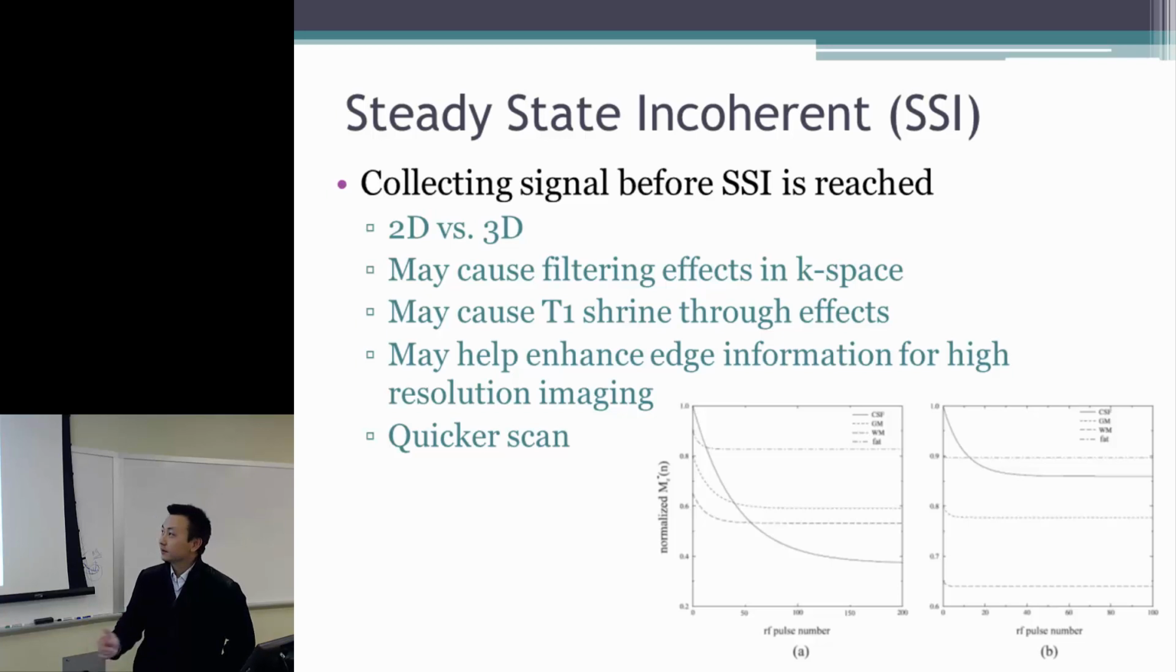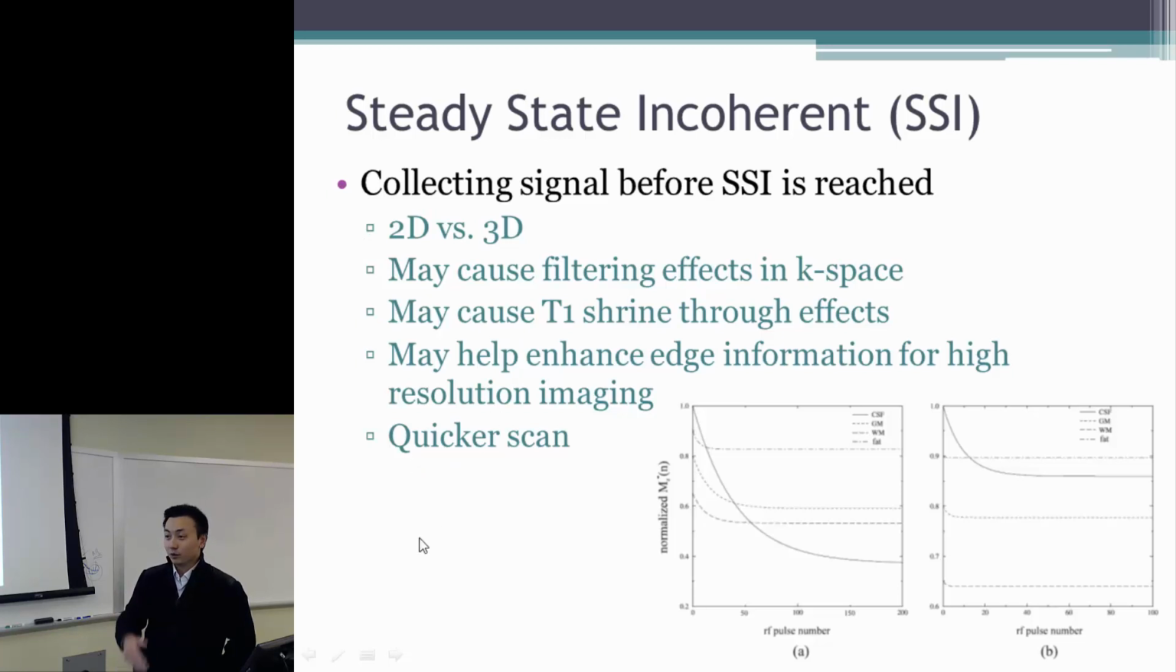Right. So also, if we collect these signals, it will cause a filtering effect in the K-space, right? Because it's decaying. So in the K-space, if we collect it and put it into different lines, we are actually imposing a filter onto the K-space. So that would lead to a certain kind of blurring. And this would also cause a different kind of T1 shine-through effect.